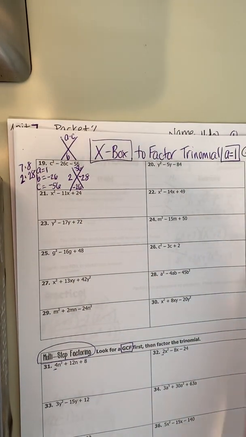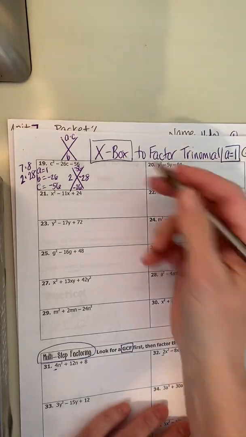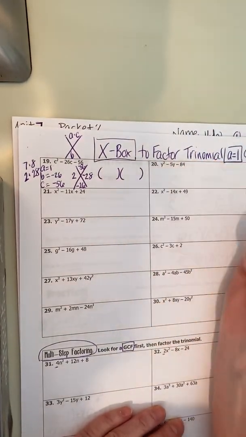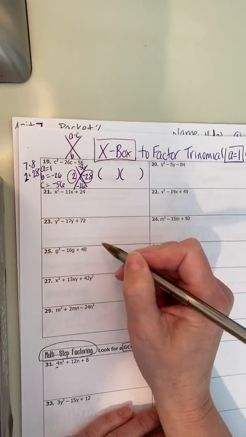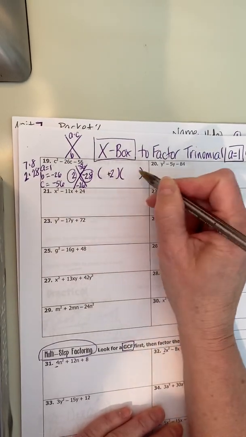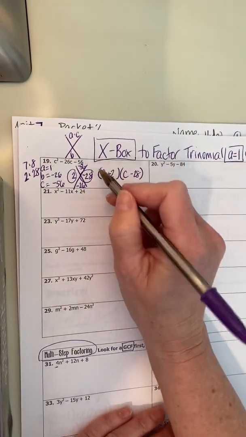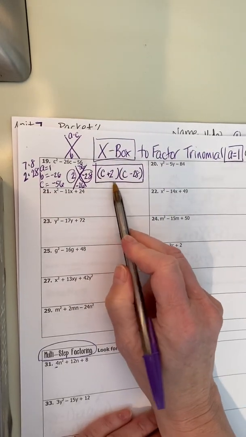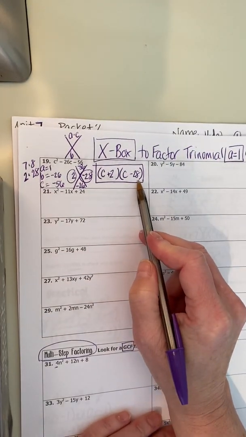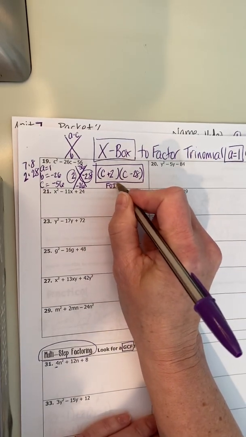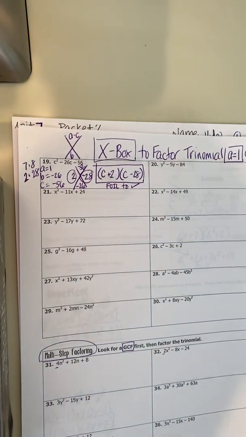Now, if we were in the classroom, we would spend a lot of time practicing this so that you could get really good at it, but we don't really have that time now. So anyway, once you've done the X-box part of it, that's the hard part. The easy part is writing the answer. The answer is simply taking these two values, that's a positive 2, that's a negative 28, and then taking that c from the problem. So this factors into c plus 2 times c minus 28. And you would need to FOIL to check. I'm not going to do that because I don't want to waste time on the video, but it does work out.